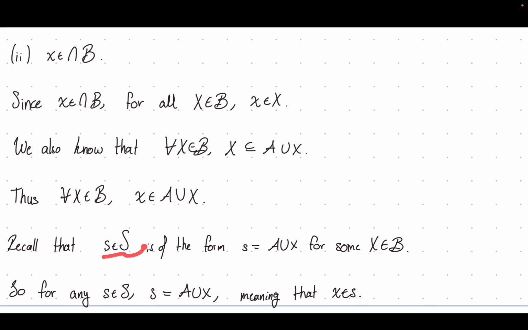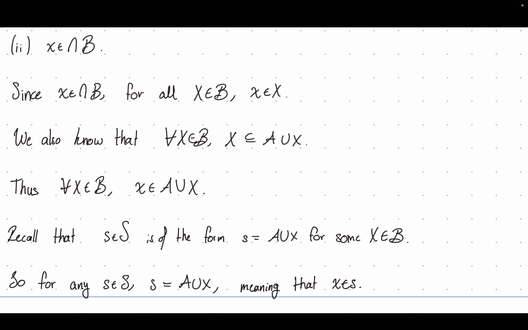And then what we said was if you pick out any little s from the big S set, then that little s has the form A union X, right? And since we showed that for every single one of these big X, little x has to be in A union X, then little x has to be in any s because they're the same. Little s is the same as A union X.